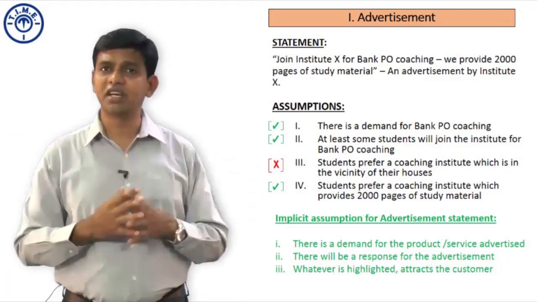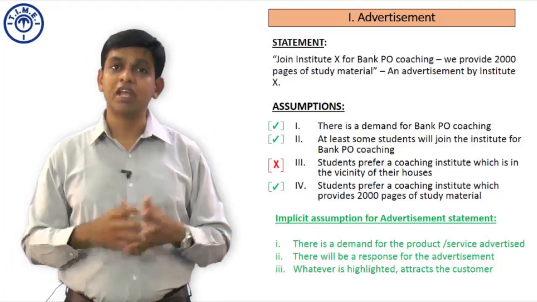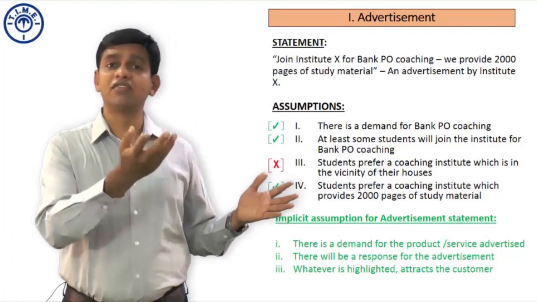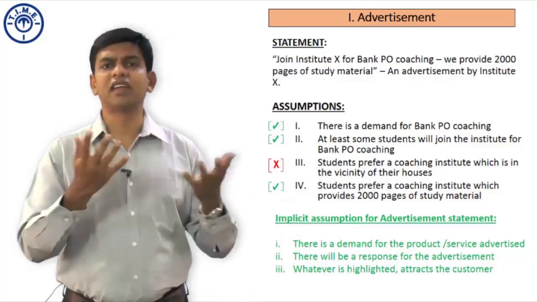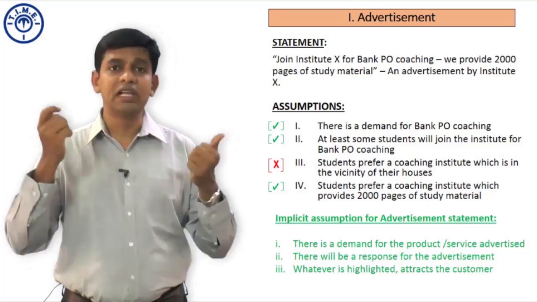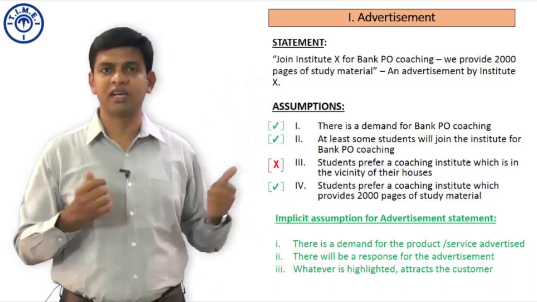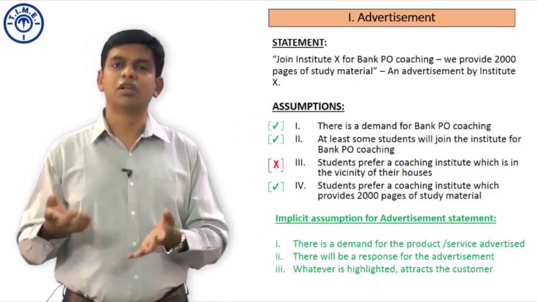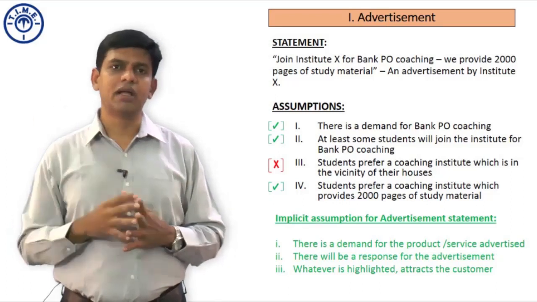So the first assumption that is given, look at the assumption again. There is a demand for bank POS coaching. If Institute X does not believe that there is a demand for it, there is no need for advertising saying that they will provide coaching for bank POS, isn't it? So that's what we are saying. The first implicit assumption in a standard statement of advertisement is there is a demand for the product or service being advertised. The second point, let's look at it.